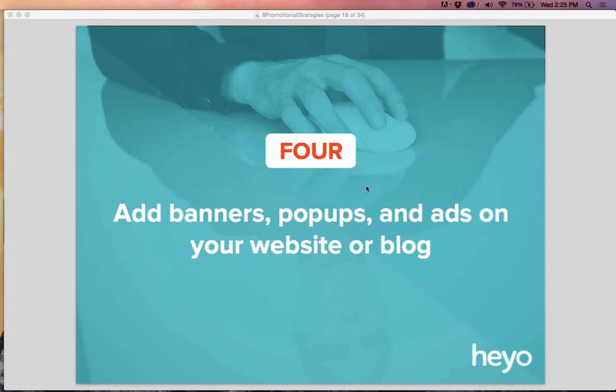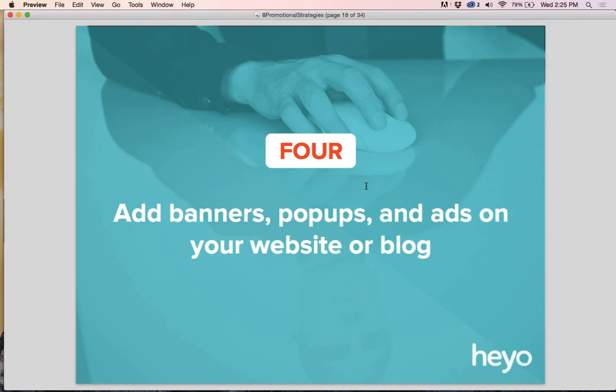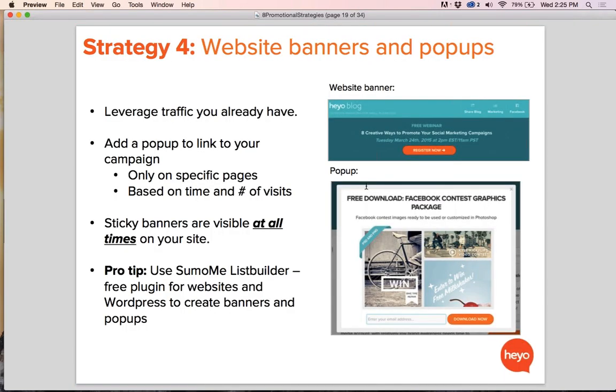Let's jump into the fourth strategy for promoting your landing page and getting traffic to it, or campaign rather. Number 4 would be to add banners, pop-ups, and ads on your website or blog. As I mentioned earlier, chances are if you're running a campaign, you already have some sort of audience or business, or you should at least, because otherwise you probably don't need to be at the step of running a campaign. But if you do have a website or a blog, a great way to leverage traffic that's already going there is to add pop-ups and headers with calls to action linking to your landing page or campaign.